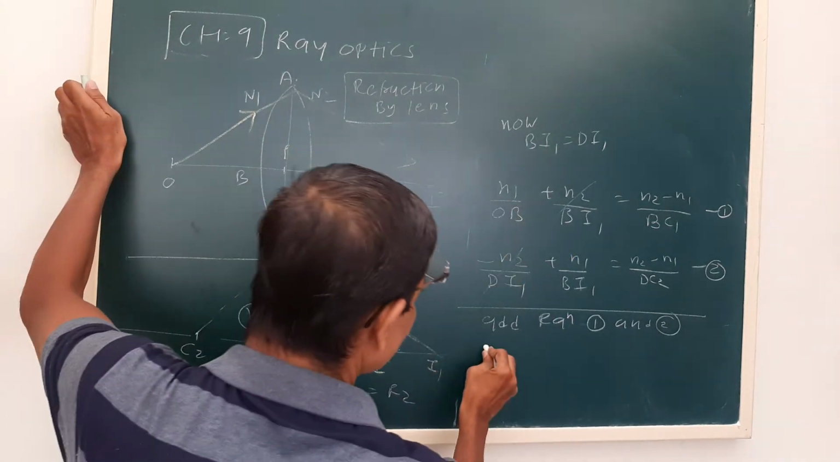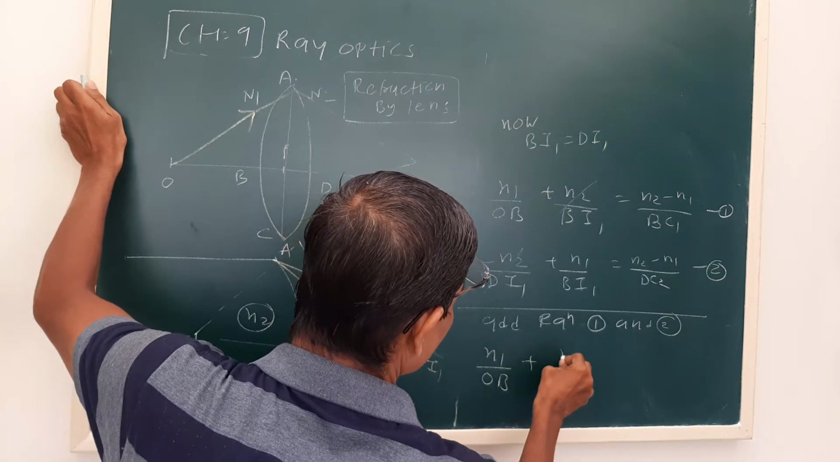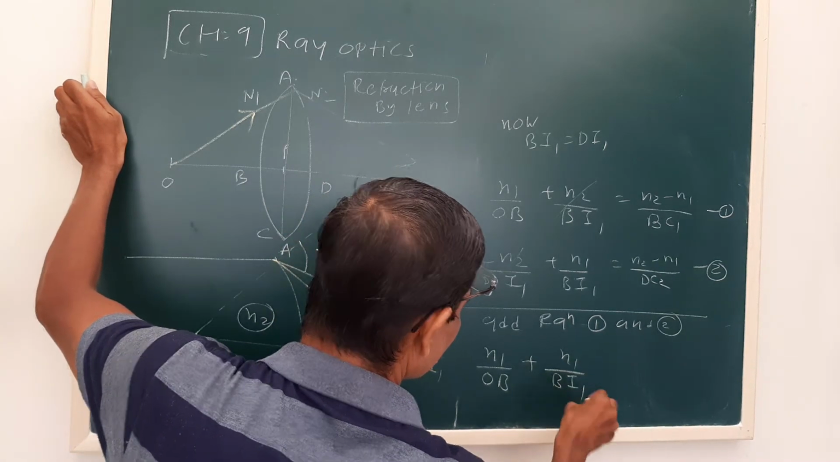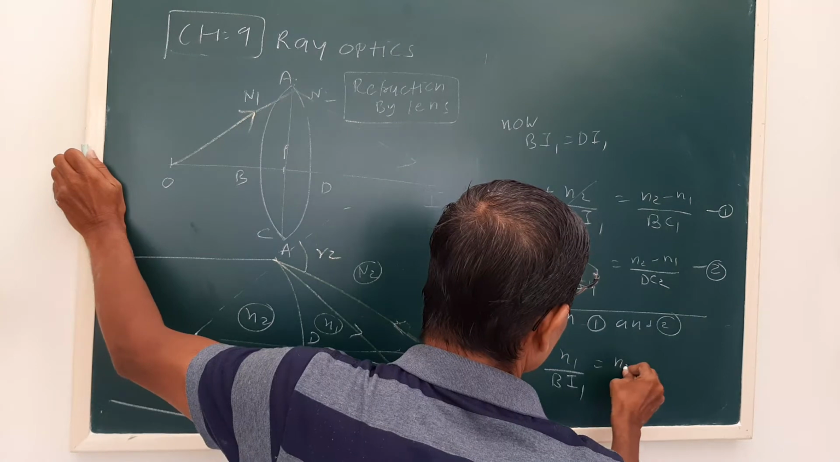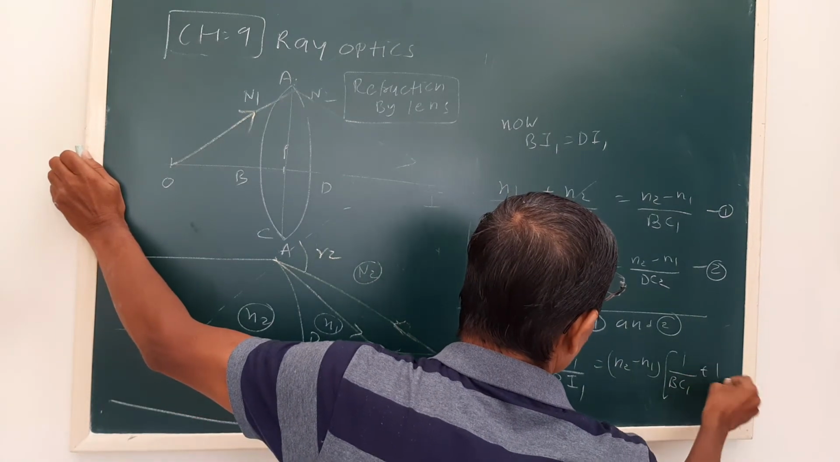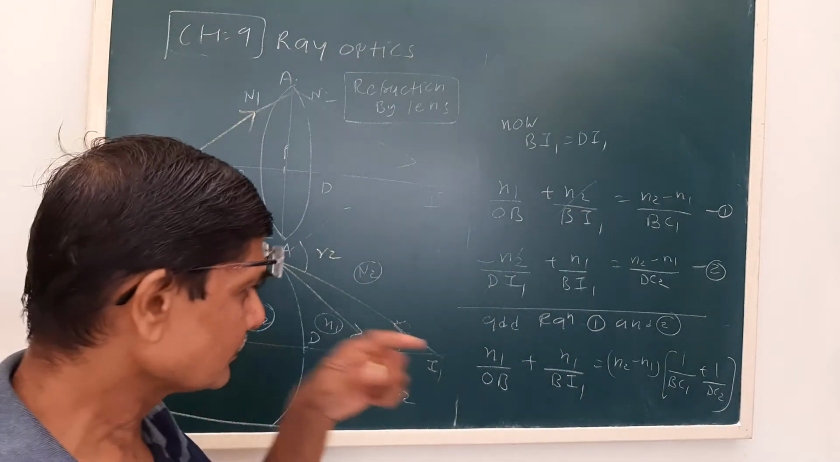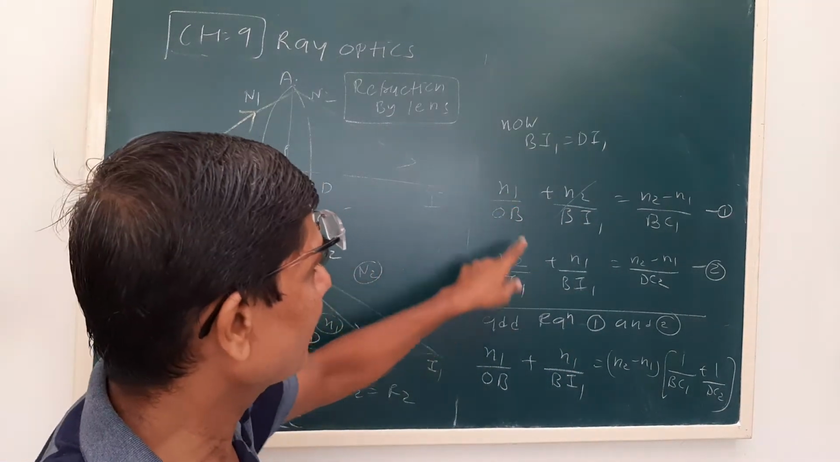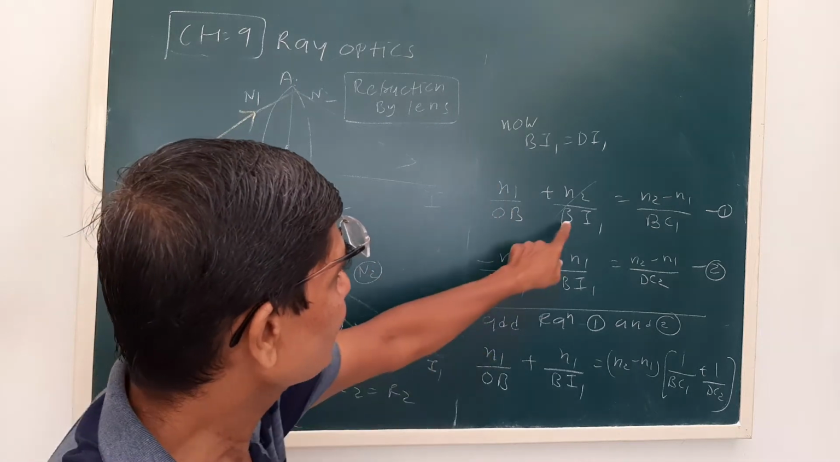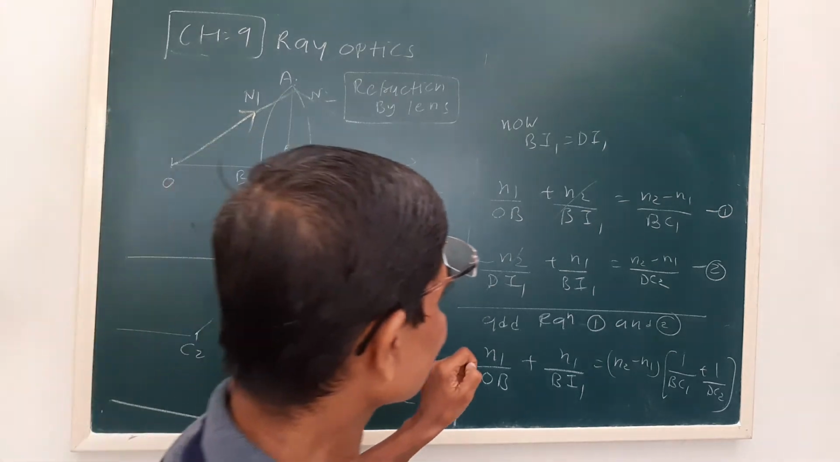So the equation will become N1 upon OB plus N1 upon BI, taking N2 minus N1 common, times 1 upon BC1 plus 1 upon BC2. If I add equations 1 and 2, it will be N1 upon OB, and since BI1 and DI1 are equal, they get cancelled.